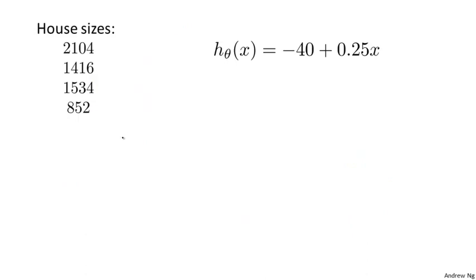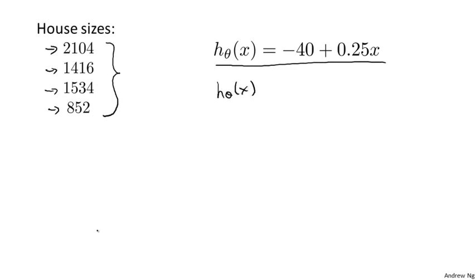Finally, let me show you a neat trick. Let's say we have a set of 4 houses, with 4 sizes like these, and let's say I have a hypothesis for predicting the price of a house. And let's say I want to compute h of x for each of my 4 houses here. It turns out there's a neat way of applying this hypothesis to all of my houses at the same time. It turns out there's a neat way to pose this as a matrix vector multiplication.